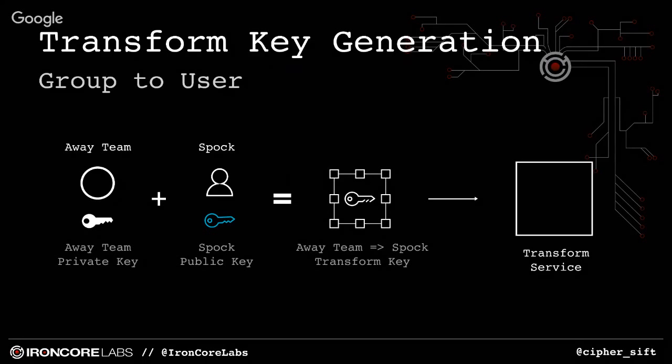Okay? So essentially, this is public key crypto, right? We have our group, which has a public and private key pair. So essentially, we just think about it like an entity, right? And I have a user that I want to add to that group. So a transform key is generated that will go ahead and transform data from the away team to Spock. And that key is in the transform service. Make sense?